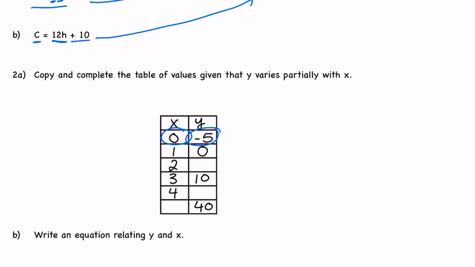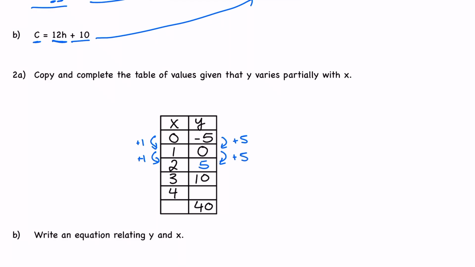Because of this, we know that our line does not pass through the origin, so it is an example of partial variation. With both direct and partial variation, we need our y to increase by the same amount every time our x increases by 1. We can see over here when x increases by 1, our y increases by 5. So when our x increases by 1 over here, our y also needs to increase by 5. So 0 plus 5 gives us 5.